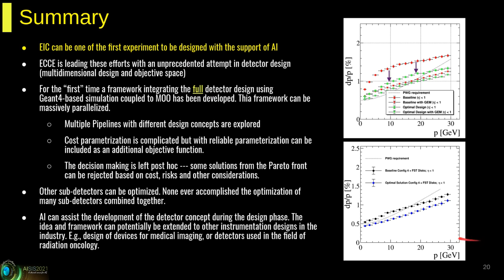In conclusion, EIC is one of the first experiments to be designed with the support of AI. ePIC is leading these efforts with an unprecedented attempt in detector design. For the first time, such a framework integrating detector design using multi objective optimization and Geant4 based detector simulation has been developed. The developed framework can be massively parallelized too. The pipeline is stress tested and is running stable at JLab Slurm nodes. Multiple detector concepts are being explored. More exciting detector designs and ideas are yet to come in the coming months and years.